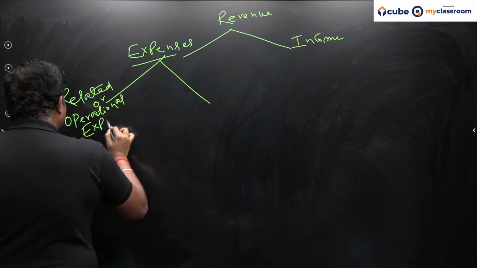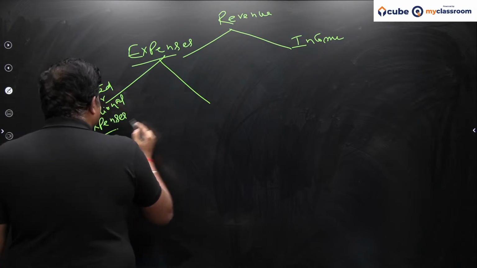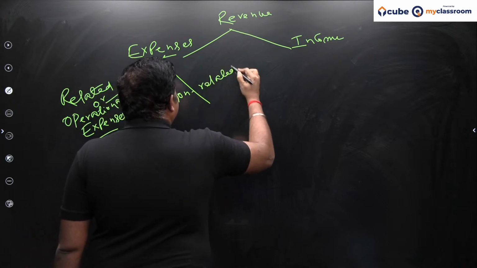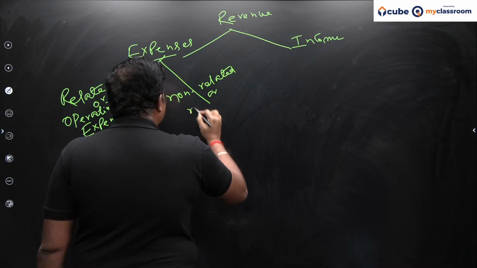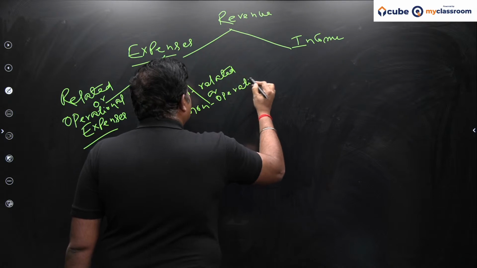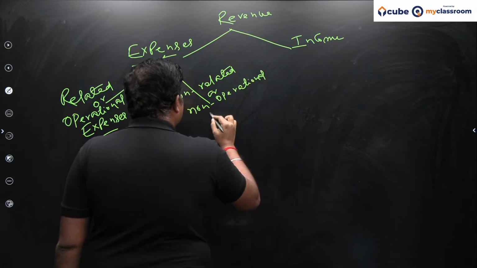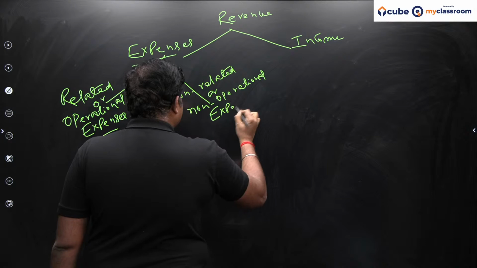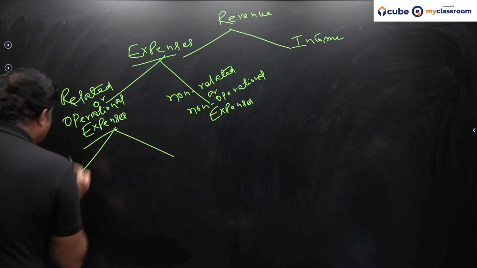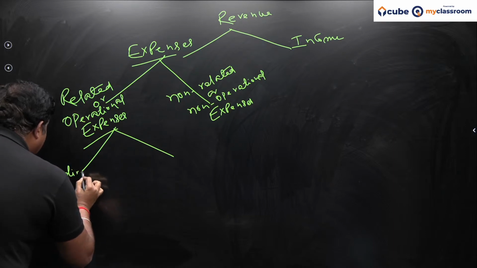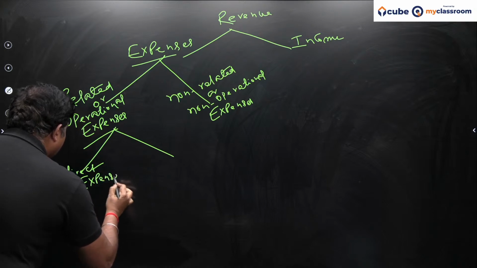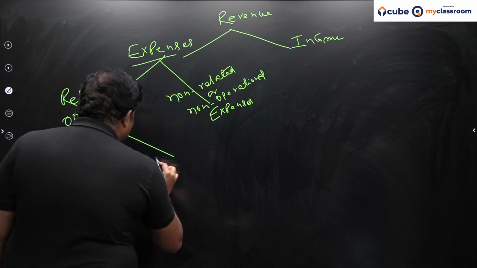Related or operational expenses. And the second one is non-related or non-operational or non-operating expenses. Now this related expenses can again be classified as direct expenses and indirect expenses.